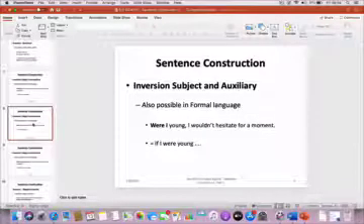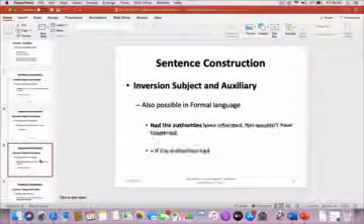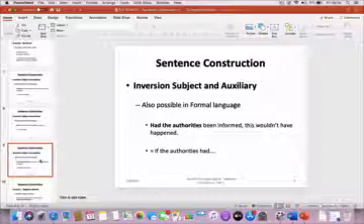Another example here, were I young, I wouldn't hesitate for a moment. What I'm saying is, if I were young, if I was in your position perhaps. Another example, had the authorities been informed, this wouldn't have happened. What I'm saying is, if the authorities had been informed, this wouldn't have happened. Because it's a formal situation, I've inverted.